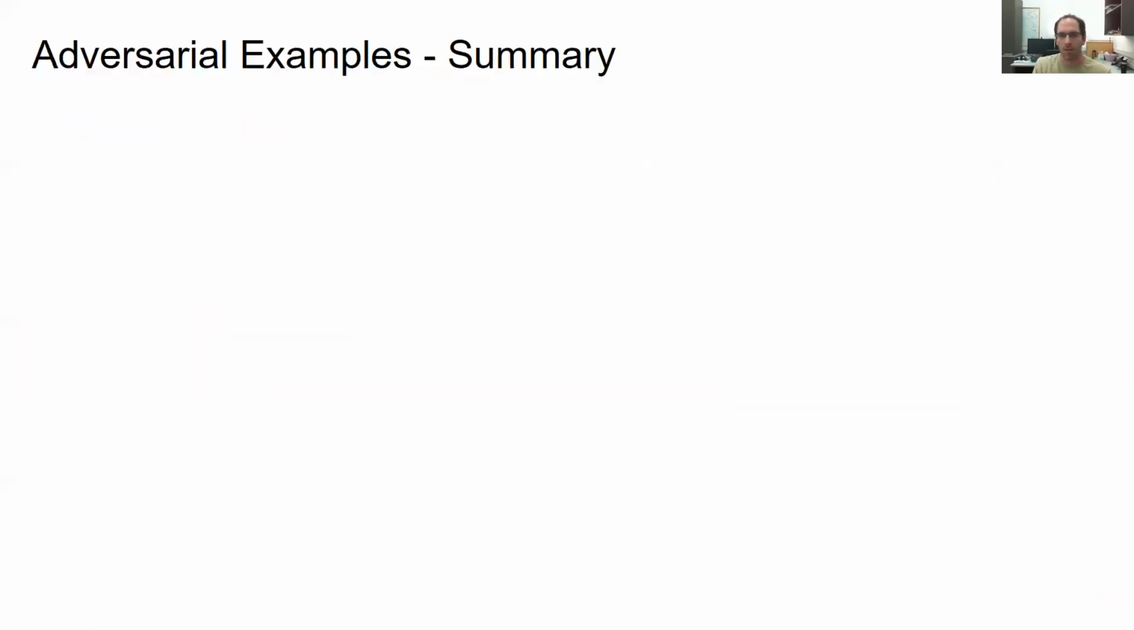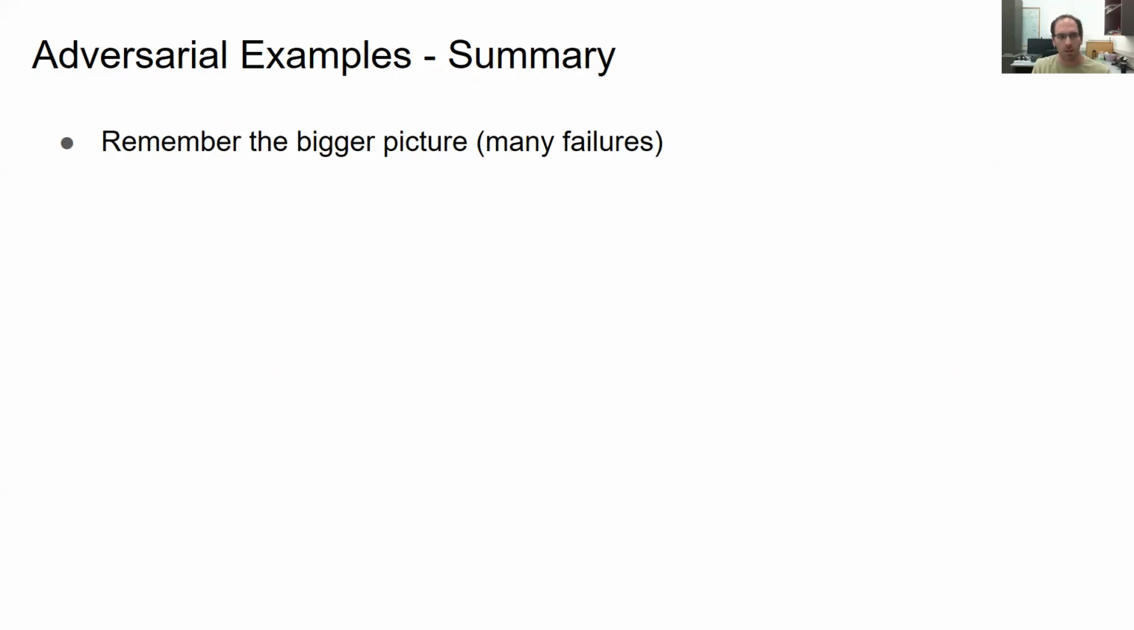So let's summarize what we've seen so far about adversarial examples. Remember the bigger picture. We've only talked about perturbation attacks, which is usually what people think of when you say adversarial examples, but still there are a whole lot of adversarial attacks on non-classifiers or different norms, which some of you asked about, or just failure cases. There are a whole lot of things. So remember the bigger picture.